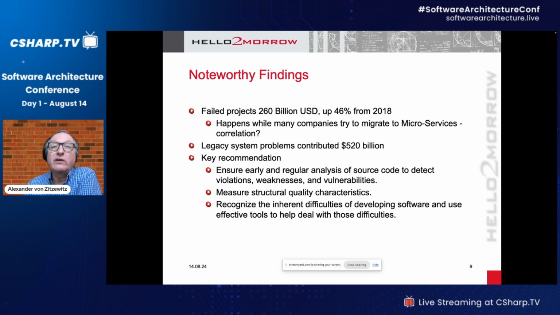Yeah, and then recognize the inherent difficulties of developing software and use effective tools to deal with those difficulties. Again, a totally correct answer, but very few companies actually do something about that. And I can relate very well with that, because when I go to conferences, I talk about this topic very often, so I often ask, how many of you have a formally defined architecture model for the project you're working on right now? And less than half of the hands go up. Most people don't have a formal architecture.